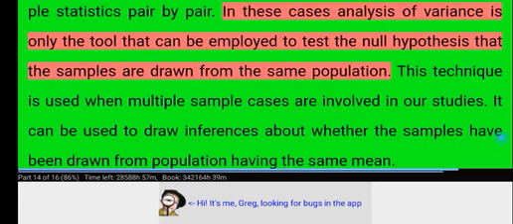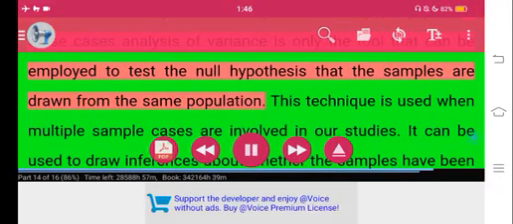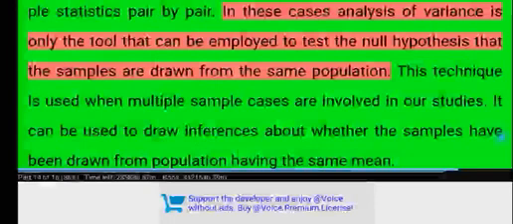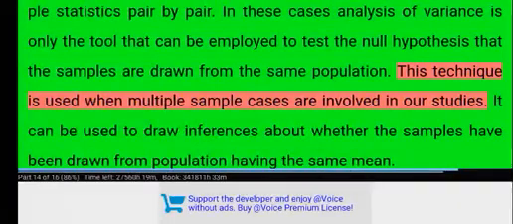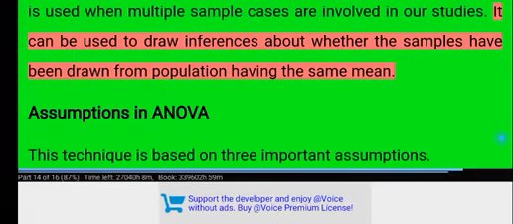But when there are several groups, it is difficult to compare the sample statistics pair by pair. In these cases, analysis of variance is the only tool that can be employed to test the null hypothesis that the samples are drawn from the same population. This technique is used when multiple sample cases are involved in our studies. It can be used to draw inferences about whether the samples have been drawn from populations having the same mean.